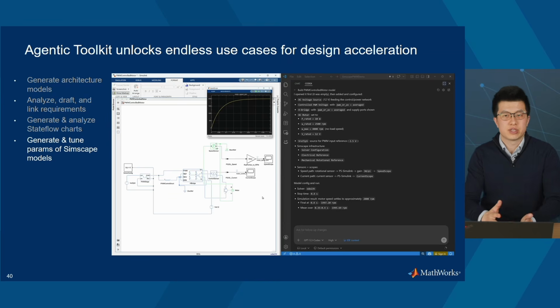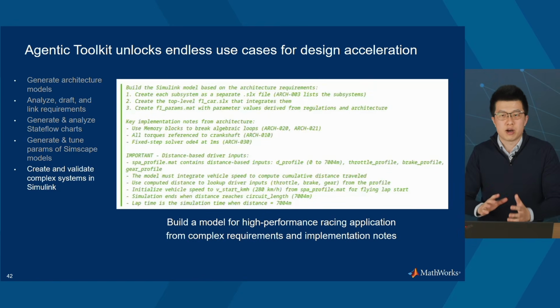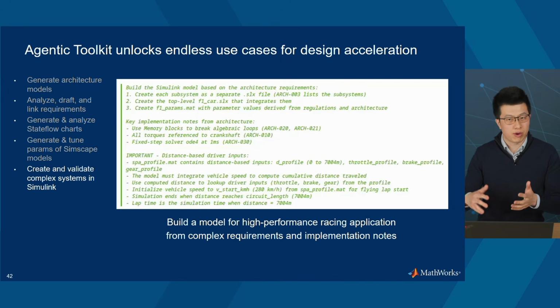So we covered this use case earlier where you can generate plant models using Simscape and ask the agent to tune multiple parameters to achieve desired simulation behavior. So when you're building complex systems, you can first ask the agent to create spec documents outlining the design plan before it takes on the long-running implementation work. So this helps settle key decisions earlier rather than late so that you can avoid rework or wasting a bunch of tokens. In this case, I'm building a model for a high-performance racing application.